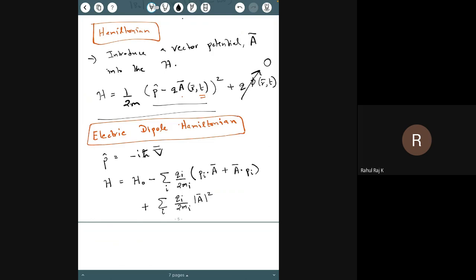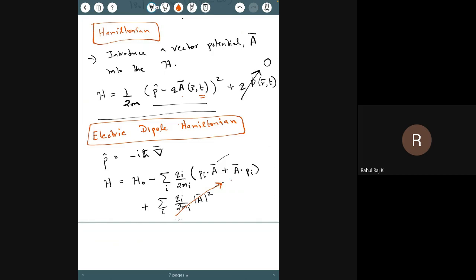Right? And we spoke about this before as well, that the paramagnetic interaction is stronger because it is first order in the vector potential, and the diamagnetic is weaker because it is quadratic. So it's second order in the perturbation. Now, when you're talking about this electric dipole Hamiltonian, you basically ignore this.